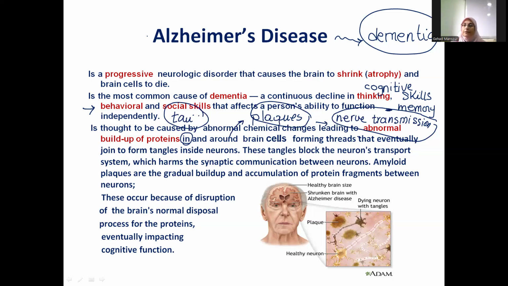These tau proteins inside the neuron form clusters or tangles inside the neuron, and as I said, they block the neuronal transport system. Not only this, so we have several problems with the neuron. We have the plaques outside the neuron that inhibit or diminish the transfer of impulses outside the neuron.